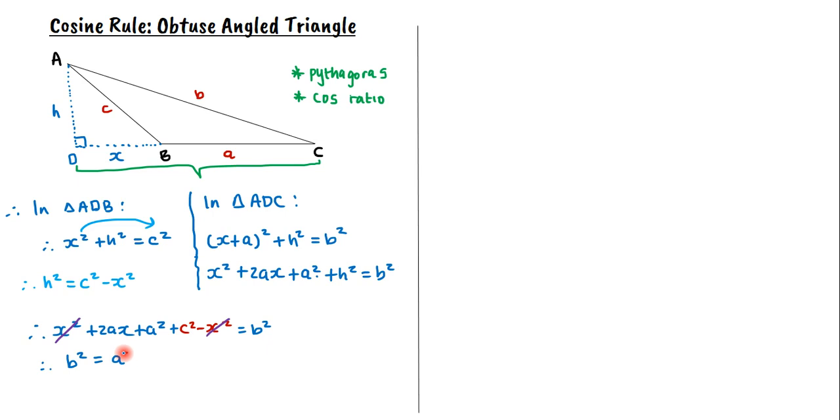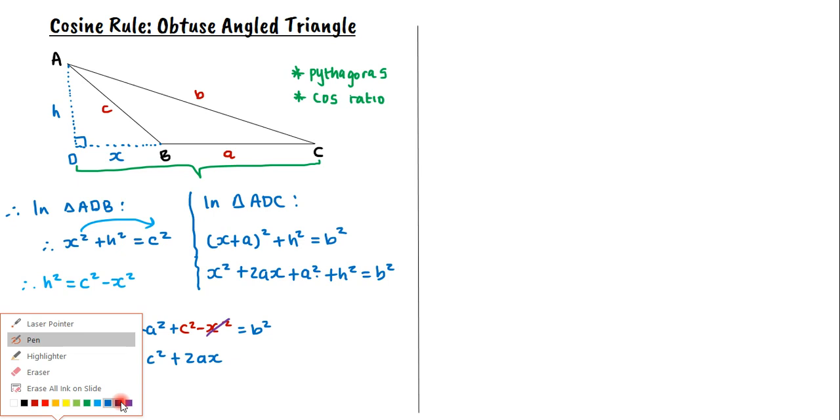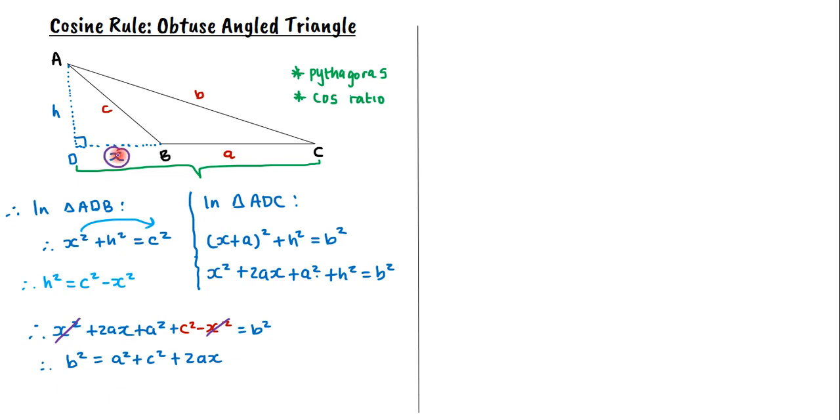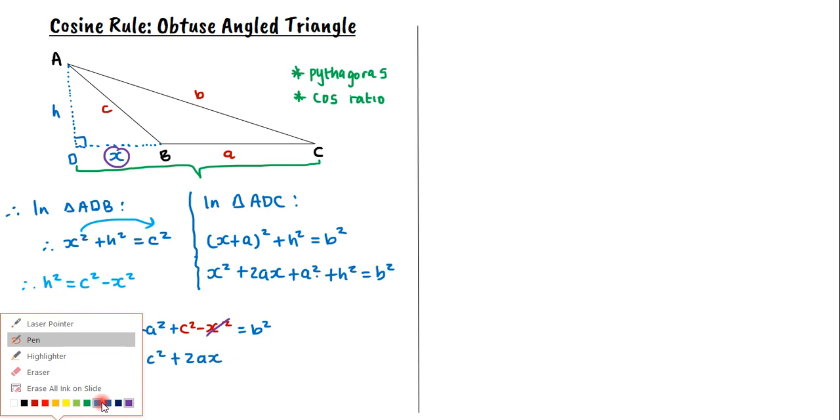So I'll start with a squared, then I'll go to c squared, and then I'll say plus 2ax. All right, now what do you notice here? We got rid of h squared, but we still need to find x. Now where do we see x here? So x is located in triangle ADB. So what does this mean?